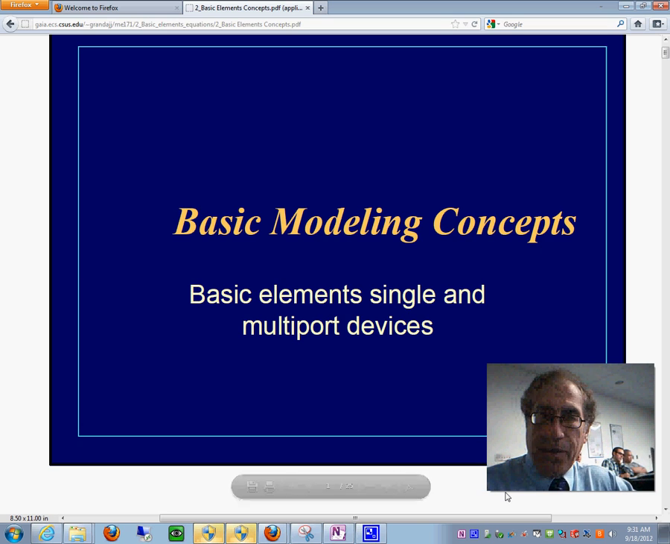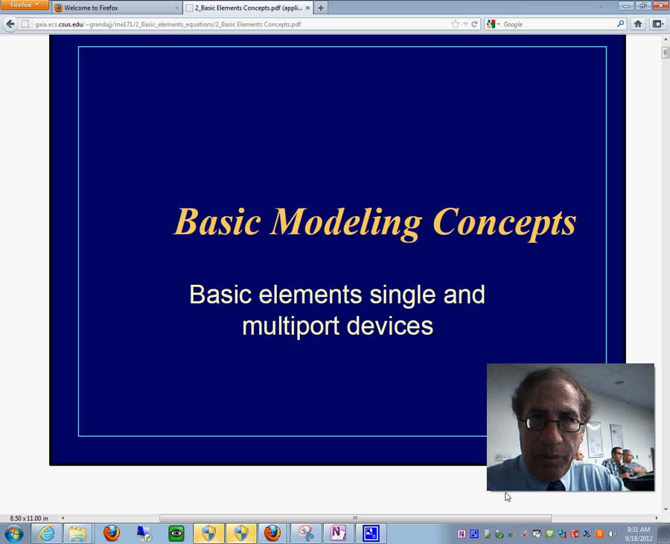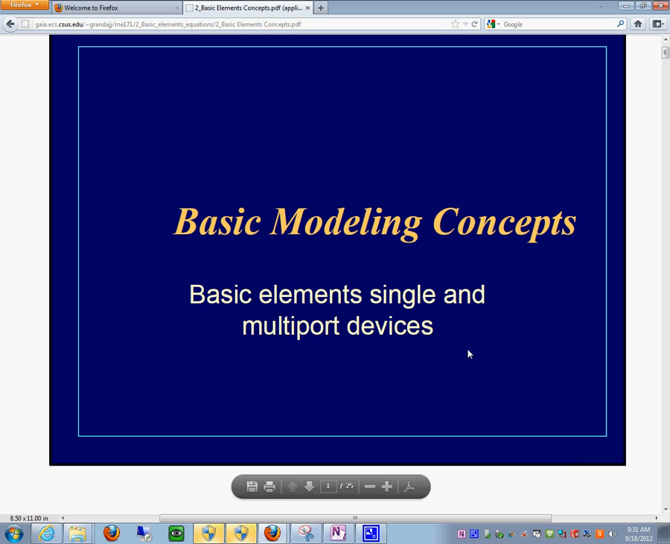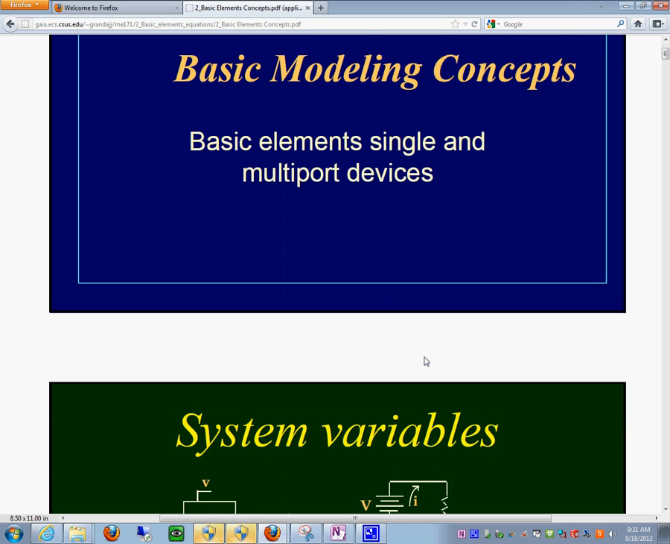Good morning. Today we're going to look at the basic elements that make up systems, to be able to understand each one of the elements and its equations, and how they play a role in building complete systems that are used to build computer models. So let's begin. It's called Basic Modeling Concepts and Single Elements and Multi-Port Devices.